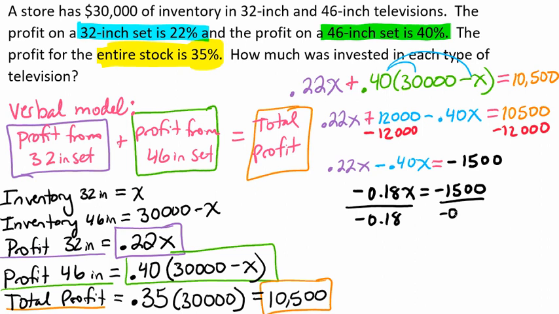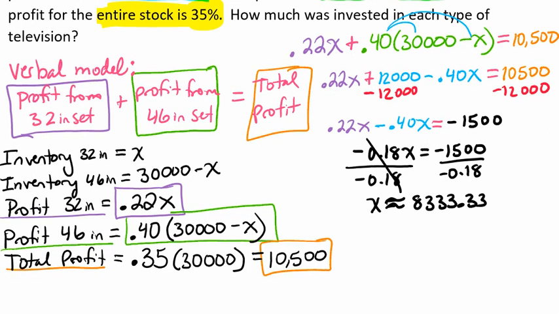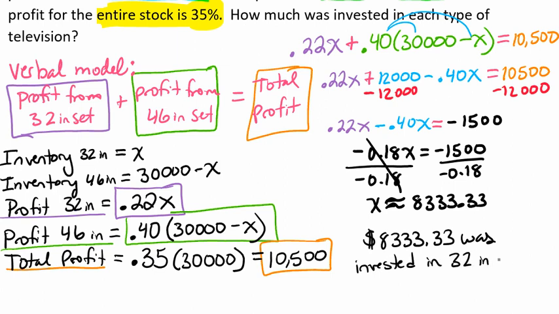Divide by a negative 0.18. And that will tell us that x is going to be approximately 8,333.33. And so what is that telling us? So let's give ourselves a little bit of room. So that is telling us that $8,333.33 was invested in 32-inch sets.